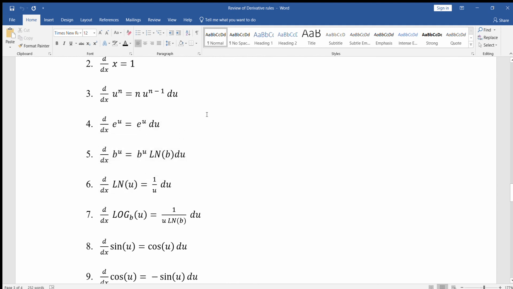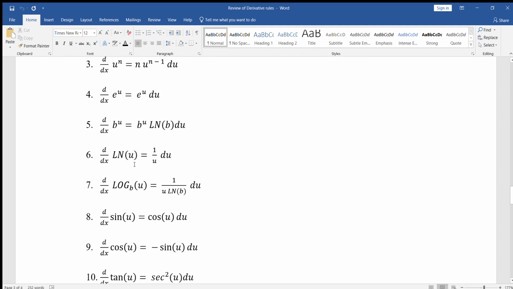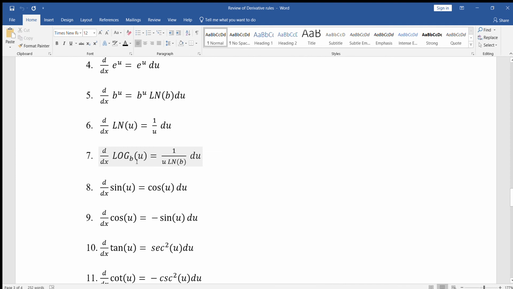So these are all the rules that we saw before, where I've embedded the chain rule inside of all of these. If the base number is not e, here's the first part of that derivative rule. It's going to be the derivative of b to the u times the natural log of b, and then times the derivative of whatever was inside that exponent. I did the same thing for the natural log: it's going to be 1 over u times the derivative of whatever u was. Same thing for log base b.